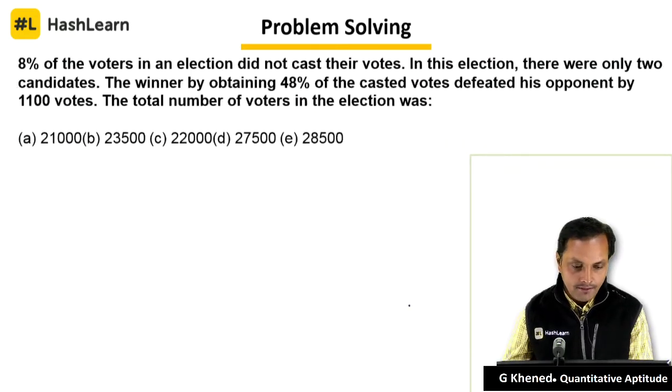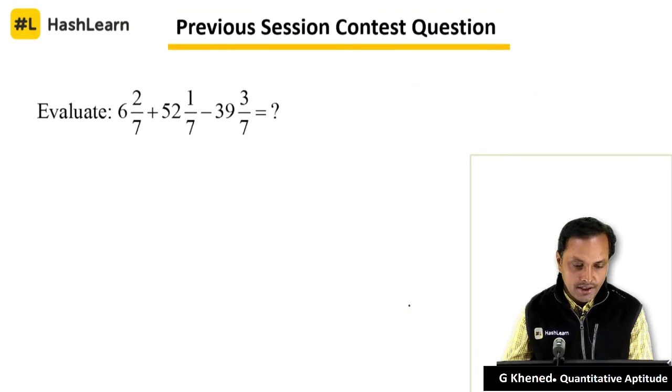Okay, yeah, fine. So before going to the next one, we shall solve the previous session contest question. Evaluate 6 2 by 7 plus 52 1 by 7 minus 39 3 by 7.